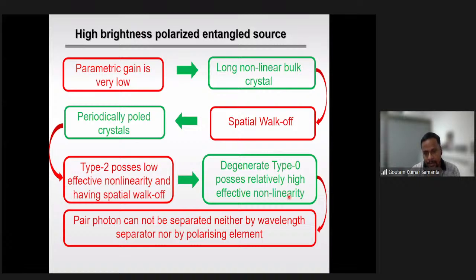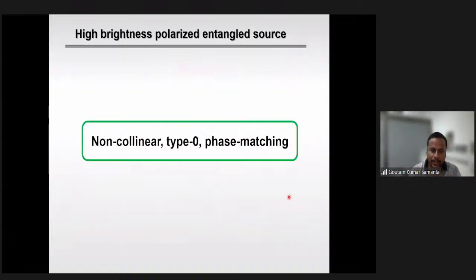the same wavelength, and type 0 is the same polarization. So these are the two properties typically used to separate the photons, either by a dichroic mirror or a polarizer, meaning a polarizing beam splitter. But none of them will work in this geometry, because degenerate means the same wavelength and type 0 means the same polarization. So you have to really devise something that avoids those problems.